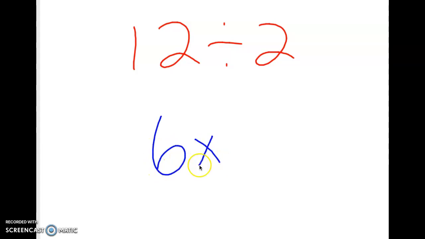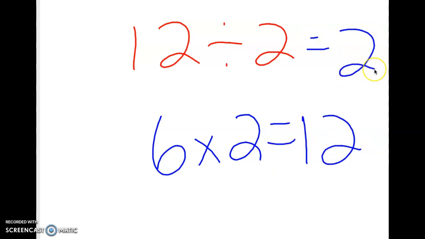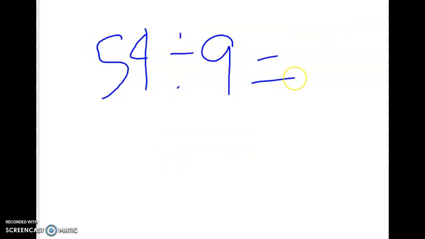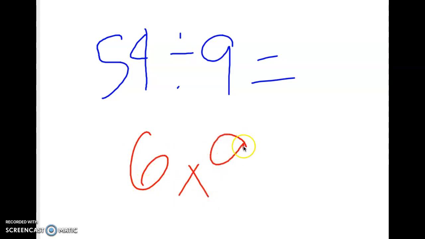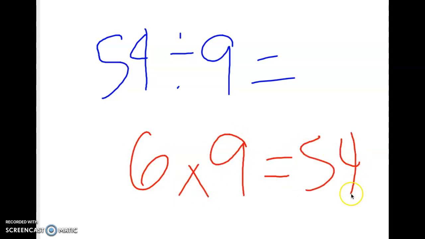All right, so what if I have 12 divided by 2? What multiplication fact could I have there? Good, I can have 6 times 2 equals 12. So I know my answer is 6. All right, you got to know your multiplication facts this week. All right, I have 54 divided by 9. What multiplication fact can I have to match that? Good. 6 times 9 equals 54. So my answer is 6.